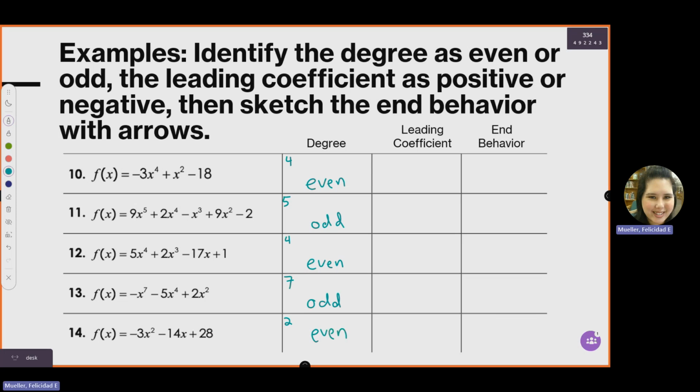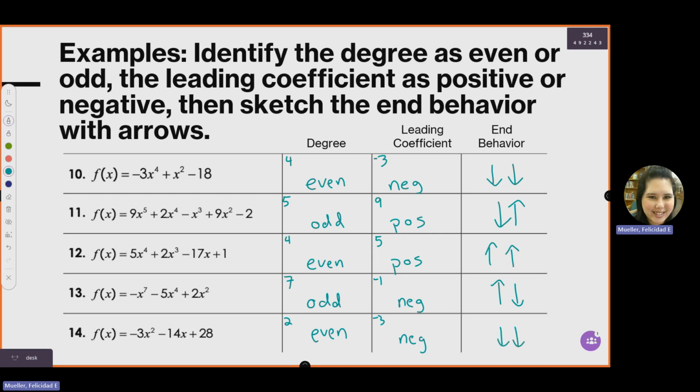Next, for my leading coefficient, we're going to have -3, +9, +5, -1, and -3. So this would be negative, positive, positive, negative, and negative. So based on my chart, even negative tells me down, down. Odd positive tells me down, up. Even positive tells me up, up. Odd negative, up and down, and then negative, even, and down, down.